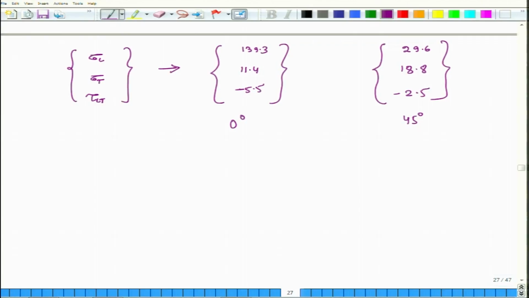Once this is done, then for each layer we calculate the LHS of the maximum work criteria.